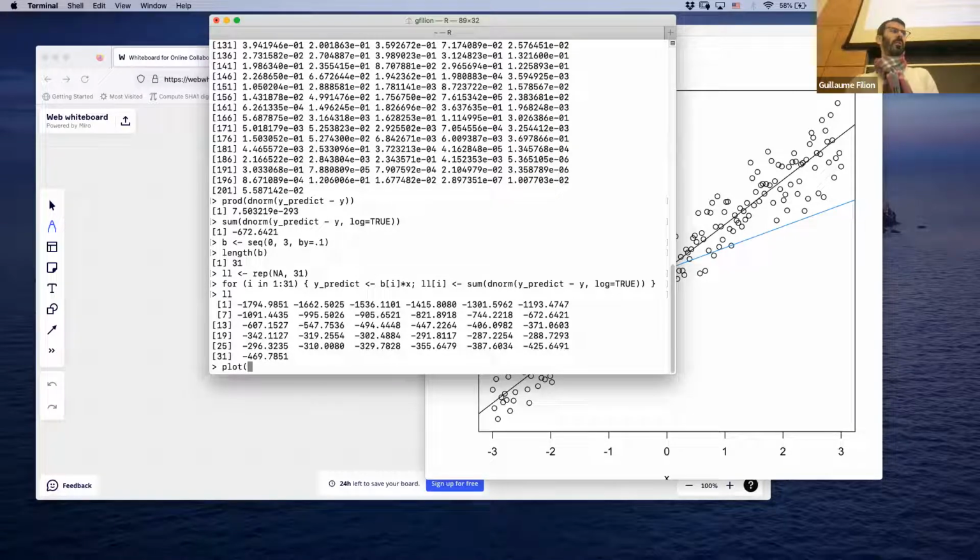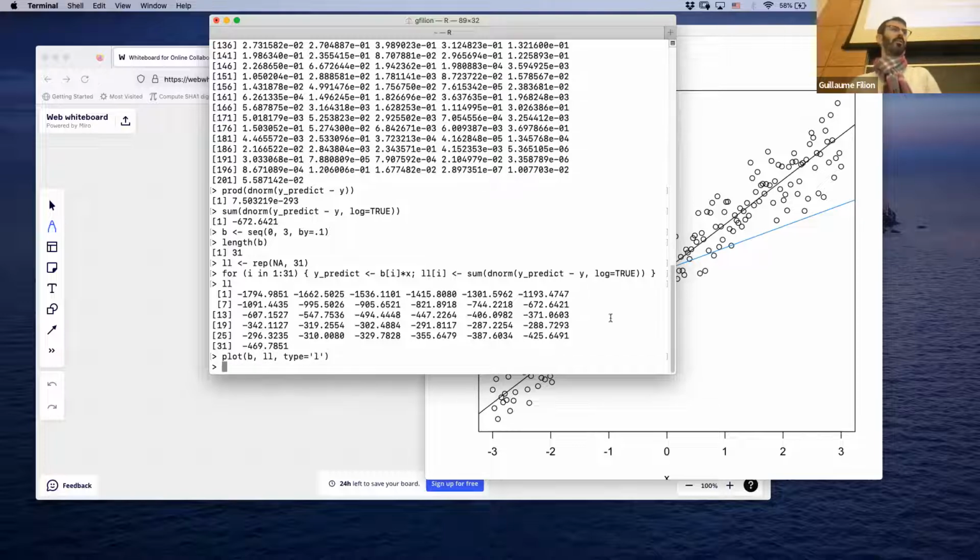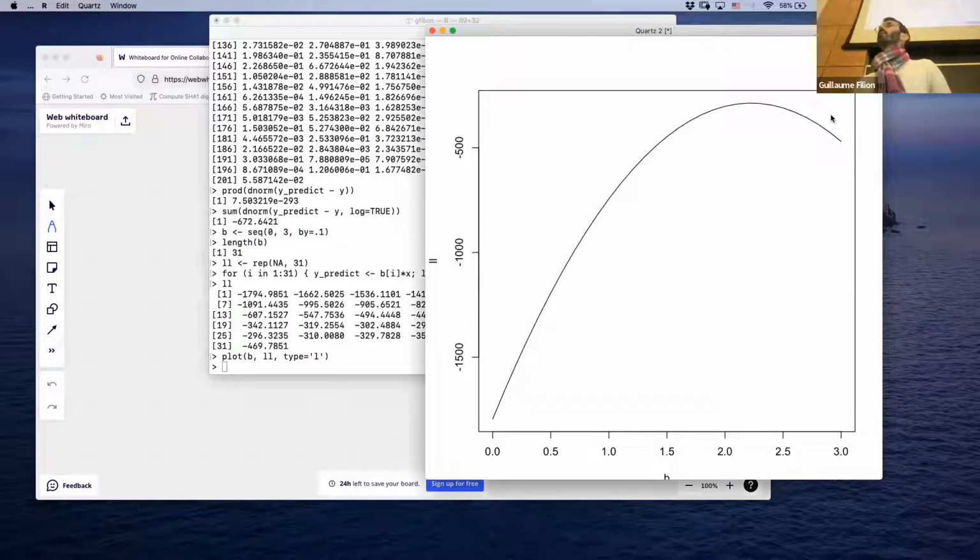Now if I plot B on the x-axis versus LL on the y-axis, and I say I want a nice line, I get something like that. So for 0, the log likelihood is below minus 1,500, so very, very low, and it keeps rising to something at around 2.23, and then it goes down again. So this is it. If I say that B is equal to the maximum, which is going to be 2.3 probably, then all the observations are the most plausible.